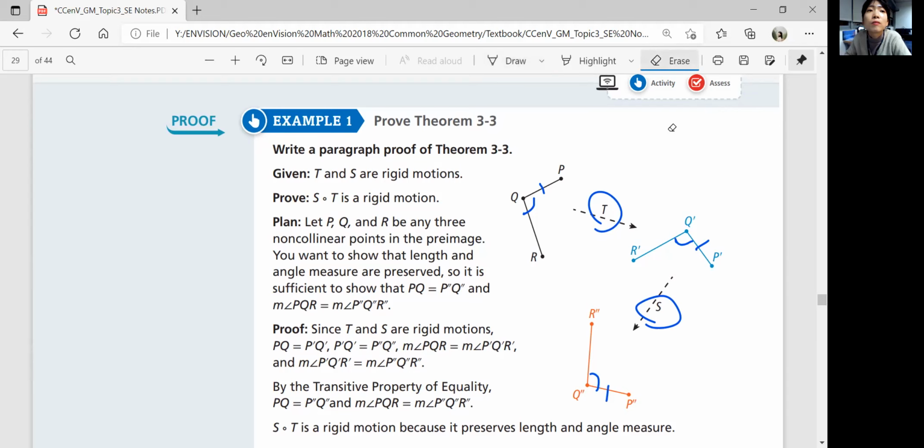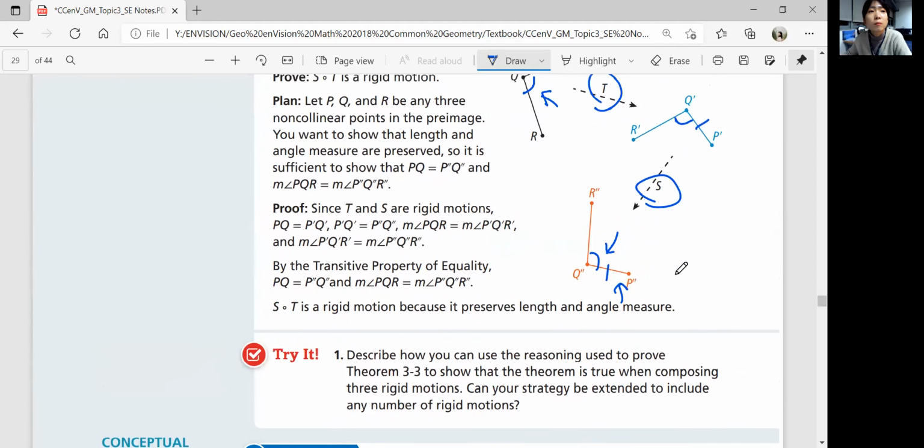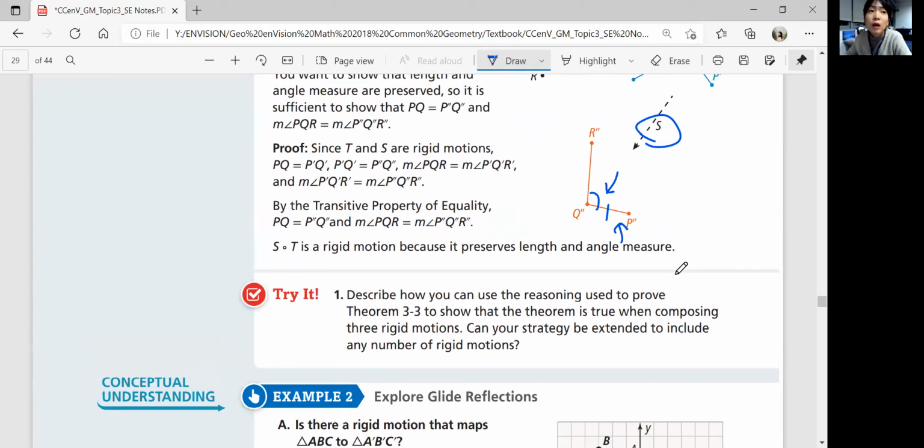All right, same angles, same length. So by the transitive property of equality, the first angle and the last angle should be the same. The first length and the last length should also be the same, which means altogether, T and S combined would also be a rigid motion, okay? Because it preserves length and angle measure.